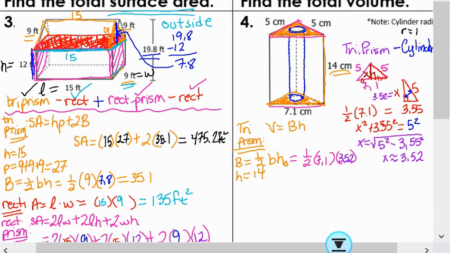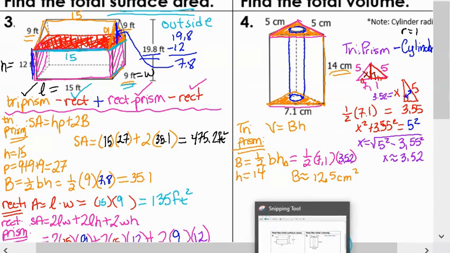Okay. If I put that in my calculator, I get that the area of the base is approximately 12.5 centimeters squared. Okay, and now that I have area of the base and the height, I'm ready to find the volume of that triangular prism. So let's do that.